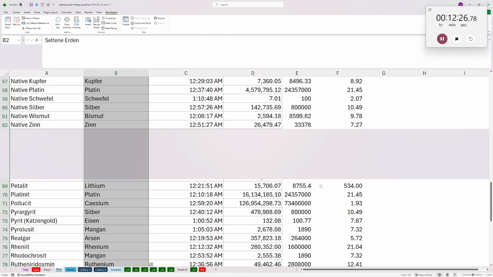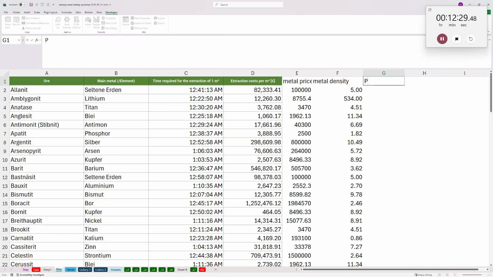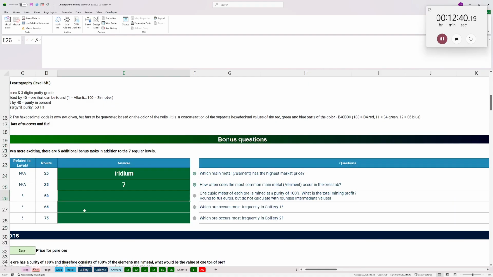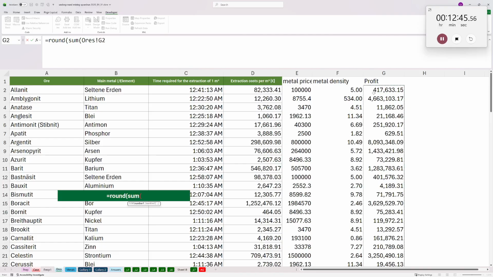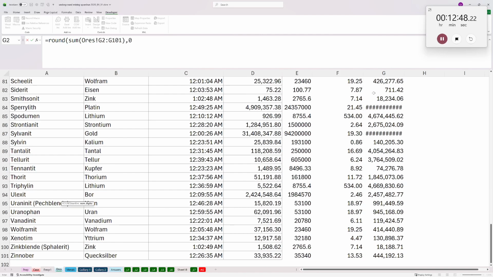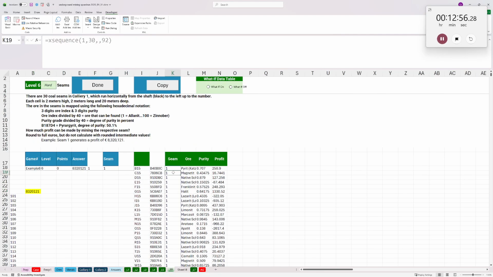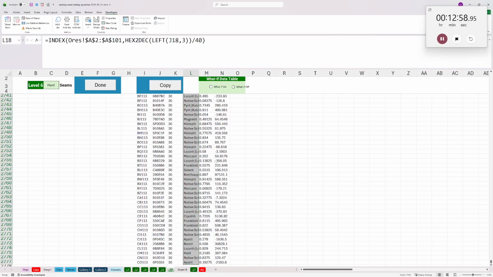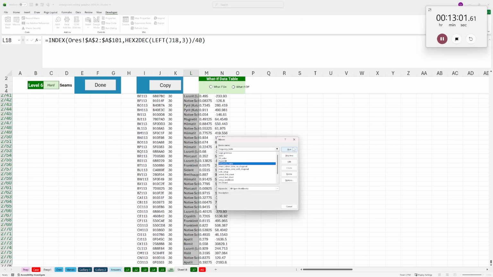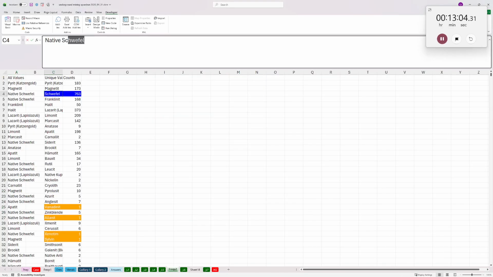So 1 cubic meter at 100% purity. So what is the profit, right? So the profit of the ore at 100% purity is here. So equals round the sum of this to 0 decimal places, nearest 0. What ore is in sheet 1 the most? Well, grab all these and look at the frequency table, and I can see it as this one.